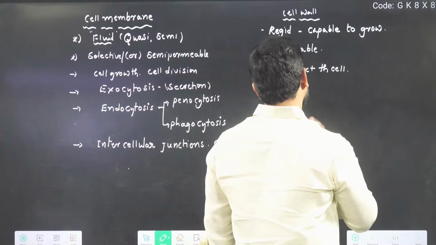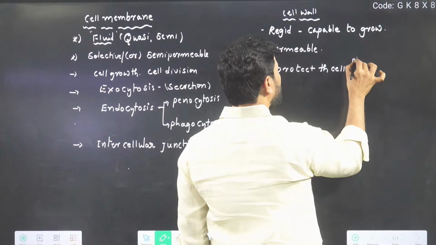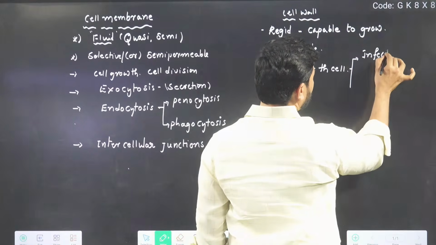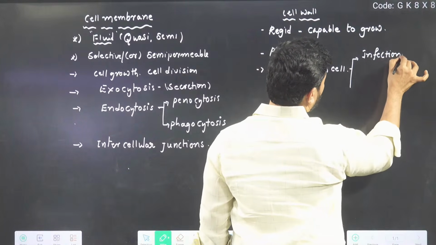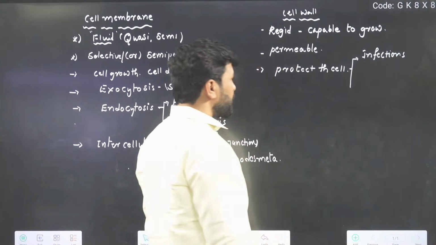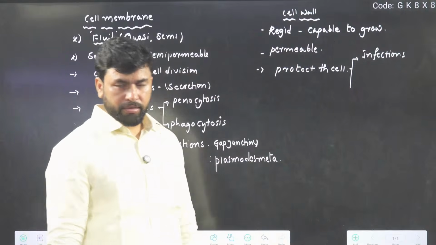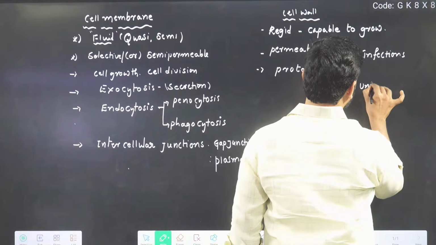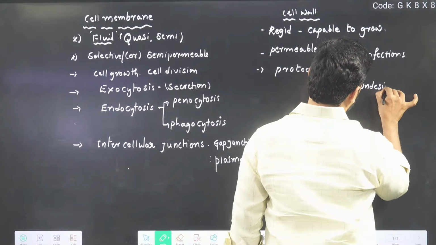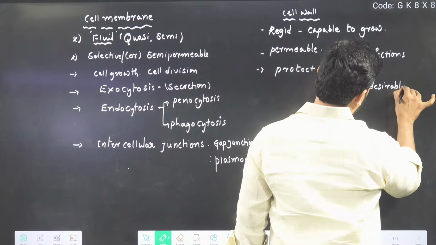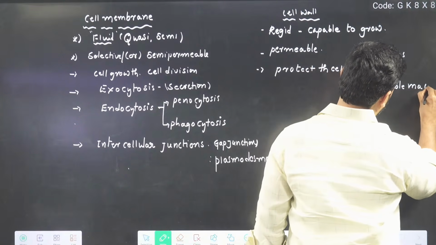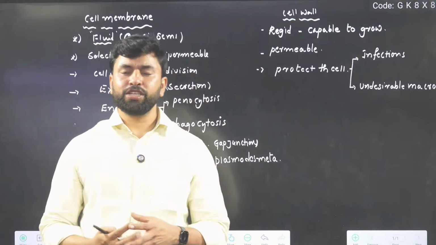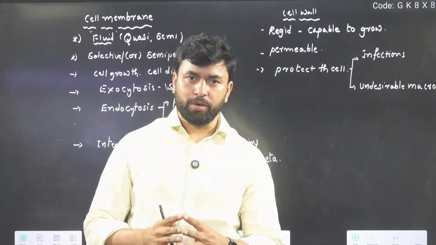When it comes to protection, the cell wall can protect the cell from infections. If any pathogen tries to enter the cell, the cell wall will stop it. It also protects the cell from undesirable, unwanted macromolecules. Anything coming and hitting our cell, the cell will not have any issue if it has a cell wall.